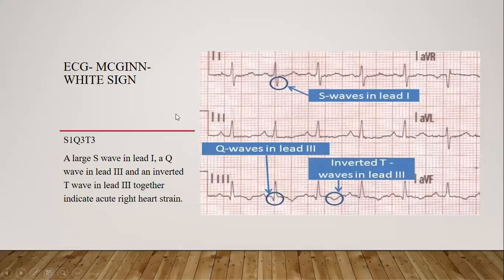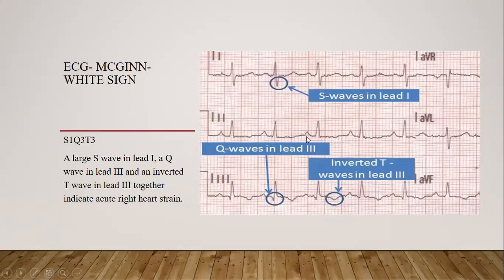So with your McGinn-White sign, it means that when you look at lead 1, you are going to see an S wave. Remember we said QRS complex. Okay, so you can see a QRS. The S actually dips down. So clearly there's an S wave in lead 1. When you come to lead 3, you see a Q wave, meaning that the Q is classic. It goes down. Okay, and then it also gives you an inverted T wave in lead 3, which you can see.